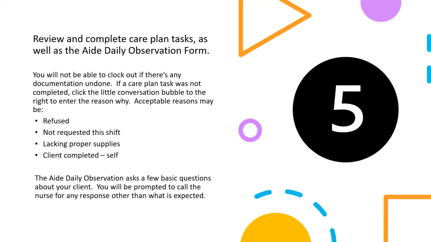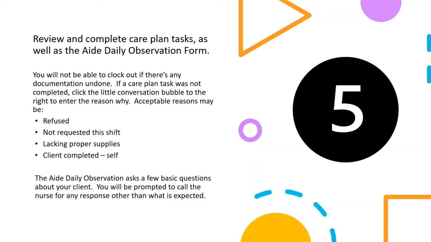Now, as your shift progresses, you can review the care plan tasks and mark them completed as you do them. The app will not allow you to clock out if all of your documentation is not done, so mark completed tasks as complete. If they cannot be completed, click on the little cartoon conversation bubble in the right-hand corner by the task. You can enter a short reason why the task wasn't done.